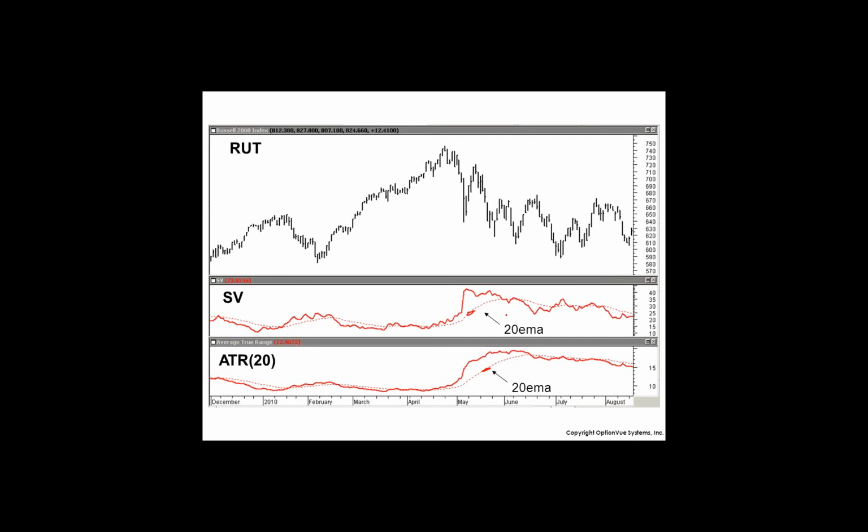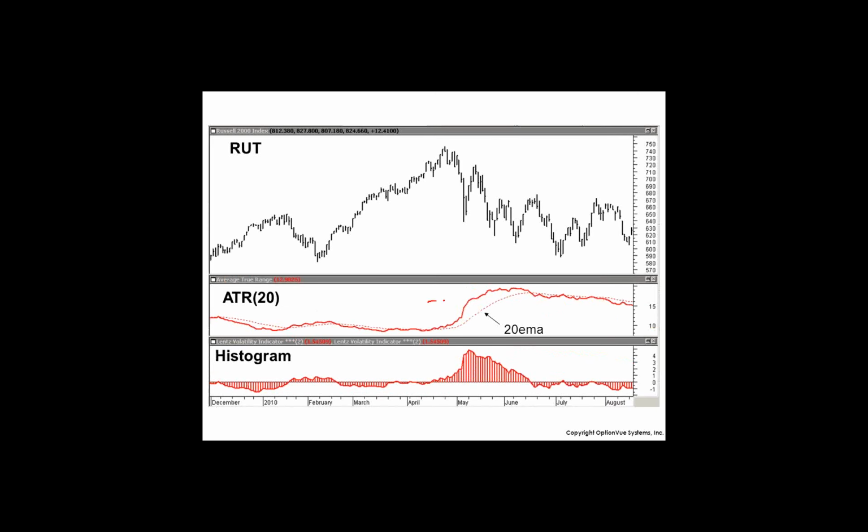A histogram is simply a bar chart showing us the distance between the moving average and the ATR 20. So on the histogram, and here it is, if the ATR 20 is above the moving average, then we're above the 0 line. If it's below the moving average, then it's below 0 over here. You see that? That's called a histogram, and that's kind of cool looking.